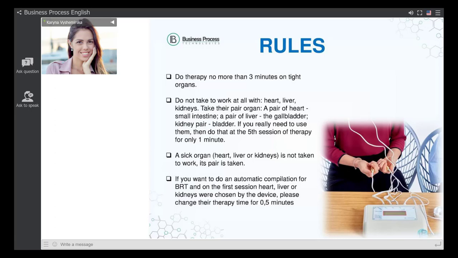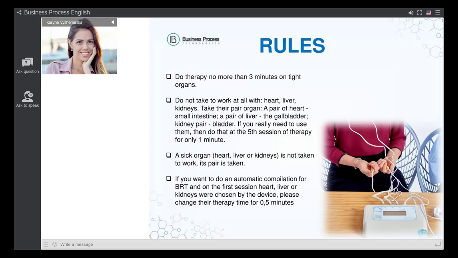connected. If you really need to use heart, liver, or kidneys, please use them starting from the 5th session of the meridian therapy, only for 1 minute, no more.